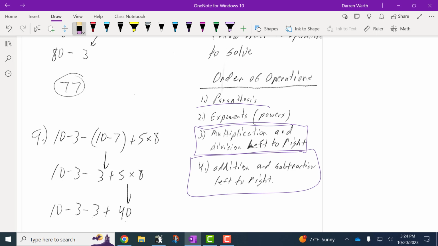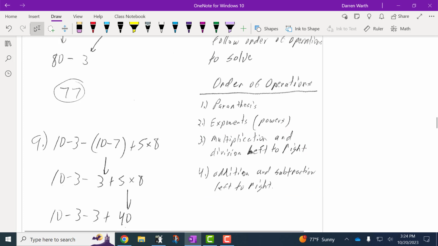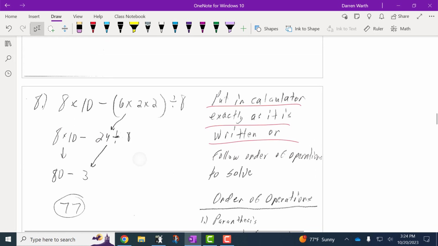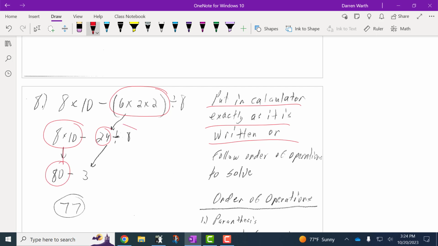So we'll do the order of operations first, and then we'll put it into our calculator and see that it's the exact same answer. My order of operations says do what's in parentheses first. So here's the set of parentheses right here. I've got 6 times 2 times 2. So 6 times 2 is 12, and 12 times 2 is going to be 24. So now I've done what's inside of my parentheses. Notice there aren't any exponents, so I'm going to do my multiplication right here. I've got 8 times 10, that's going to give me 80. And I still have my minus, and I've got 24 divided by 8, which is going to be 3.